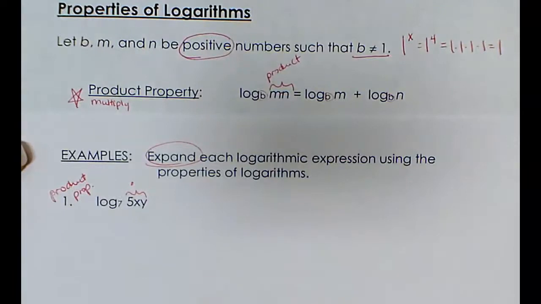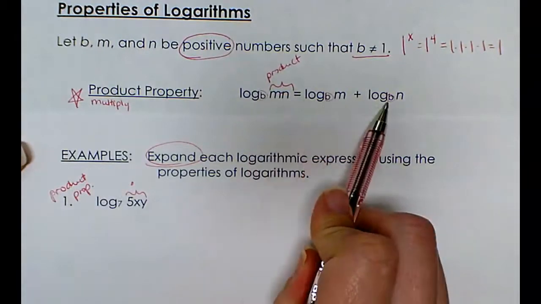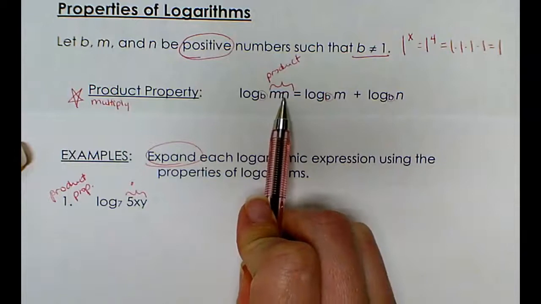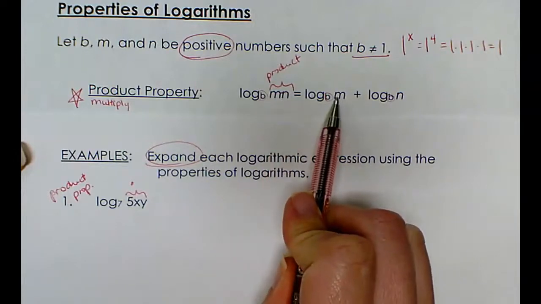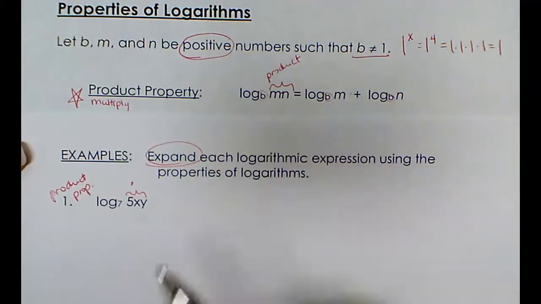So when I expand this, remember that the base remains the same throughout. And each of the pieces that you multiply get their own logarithmic term. You just add them together.